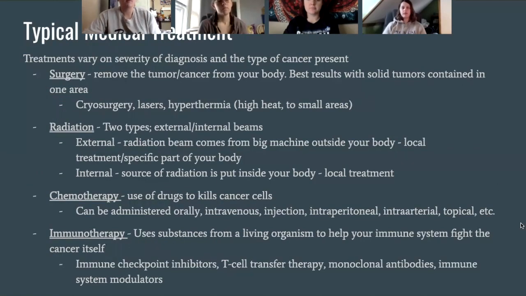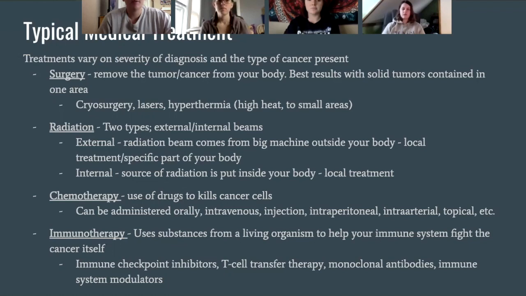And then typical medical treatment. Just like cancer varies, so does the treatment, based on what cancer you have, what's present, and what's going to be best for you. But there's a whole bunch of different options you can have for cancer treatments. One being surgery, where they remove the tumor or cancer from your body. You see the best results when you have solid tumors that are contained in one area, because then you can just go in and take it out.